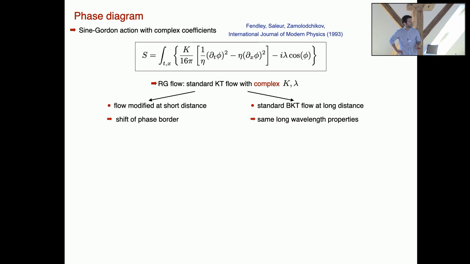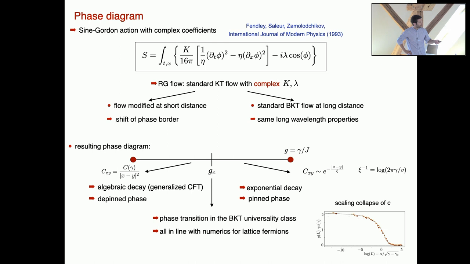And that constructs a phase diagram here, where we have a phase with an algebraic decay, which is somehow depinned. We have a phase with an exponential decay, that's the phase of this non-Hermitian Sine-Gordon model where mass is generated, so that causes an exponential decay. And then there is also a critical point which is in the BKT universality class, and that's really nicely confirmed in the numerics, where we apply essentially the collapse techniques of the BKT problem.